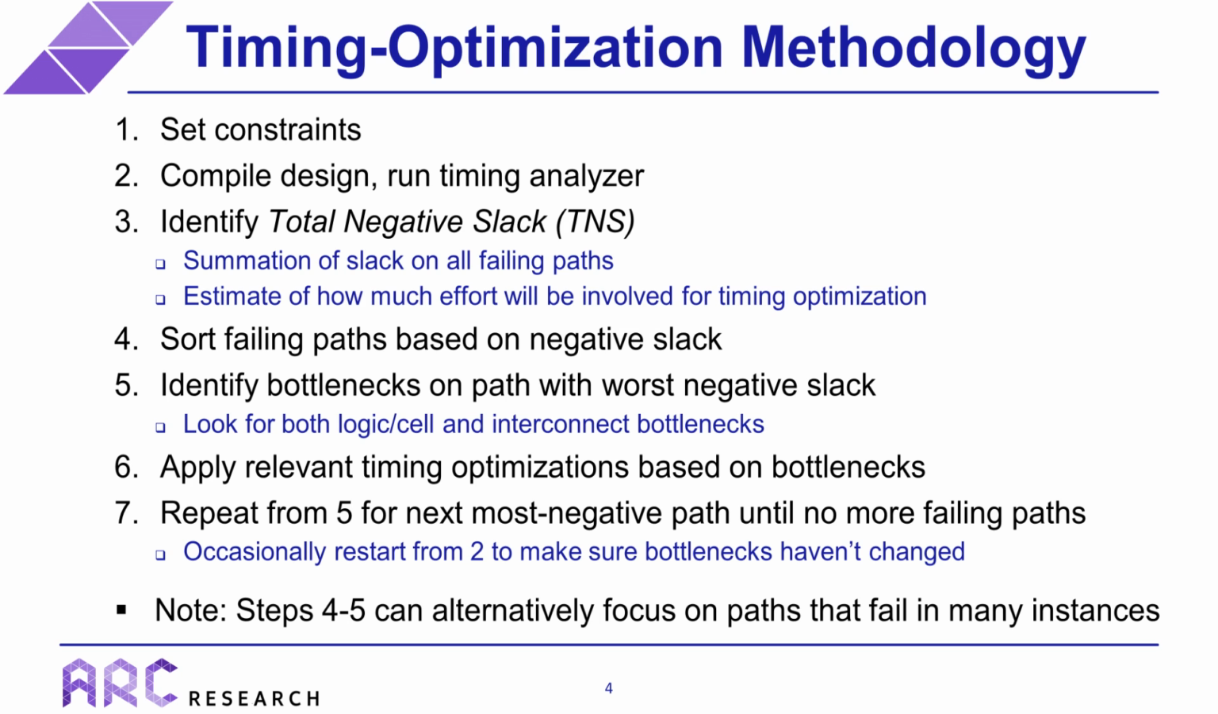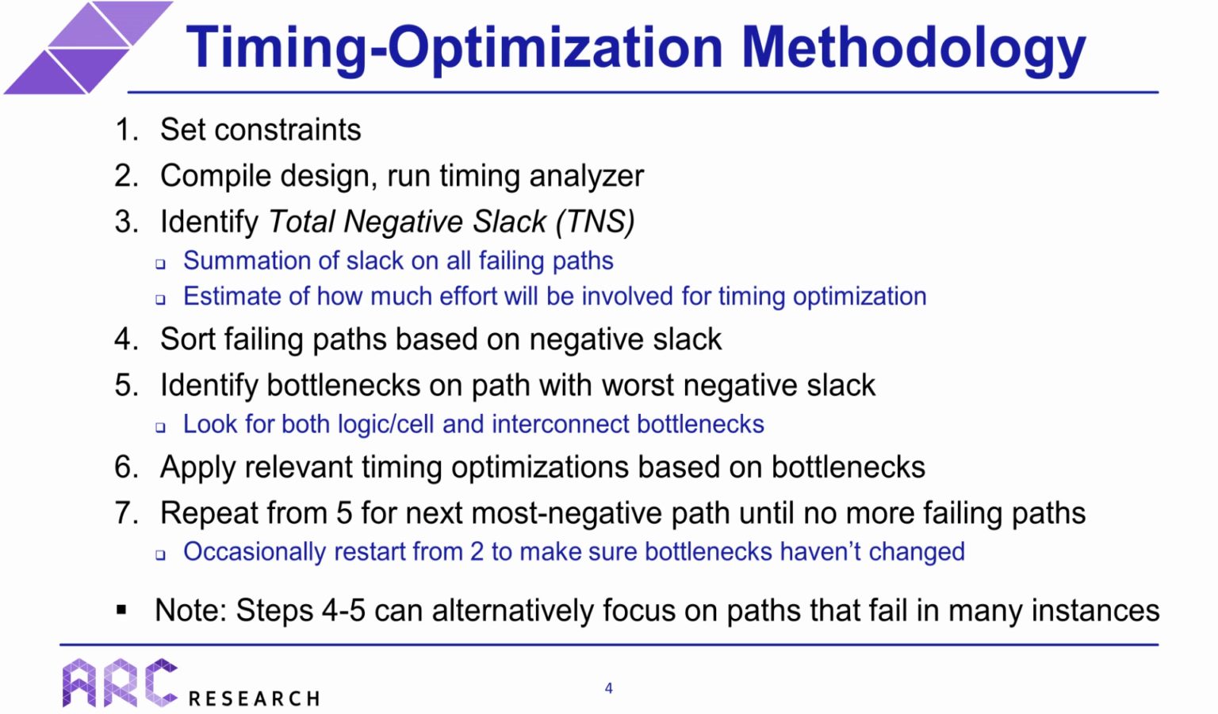Next, you will take the path with the worst negative slack, which is what we normally call the critical path, and use the timing analyzer to identify the sources of the timing bottlenecks along that path. Basically, we're going to analyze that path and look for cell and interconnect delays, or possibly both, that are causing problems. After identifying those bottlenecks, you will then modify your code to apply one of the upcoming timing optimizations to eliminate that bottleneck. You then jump back to step 5 and repeat the analysis and optimization for other paths until there are no more failing paths in your design.